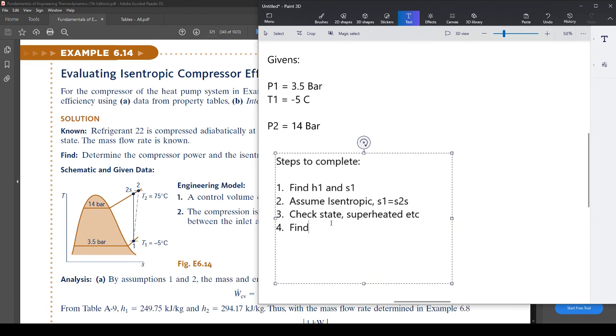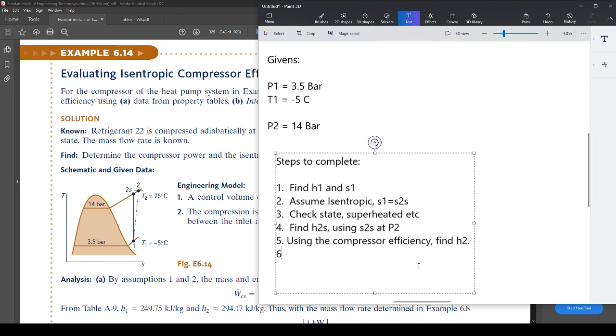Then find H2S using whatever you have to do, which would be, for this one, you would look in the superheated tables and you would find S2S. You would find S2S in the superheated tables at 14 bar, at P2. Then step 5, using the compressor efficiency, find H2, the actual value of H2, instead of H2S. This would be the actual value.